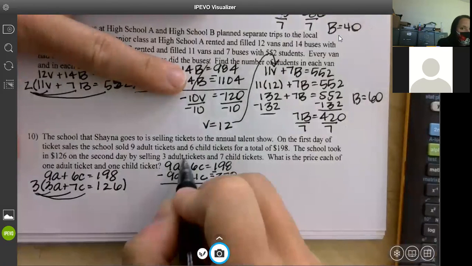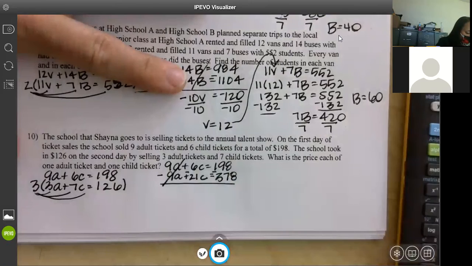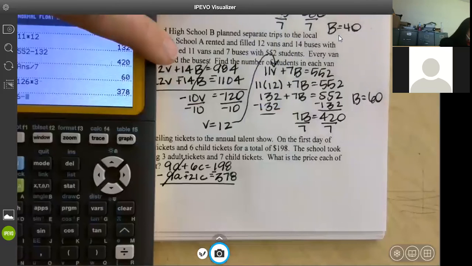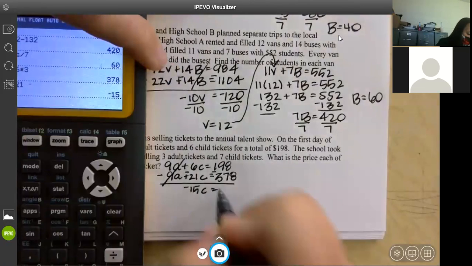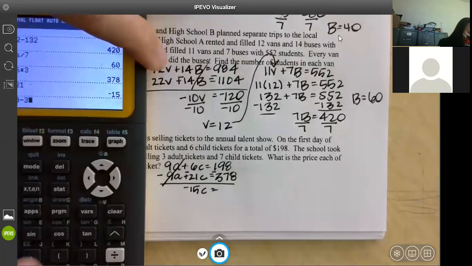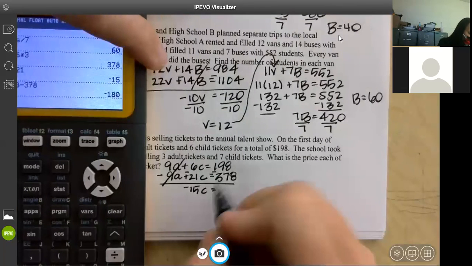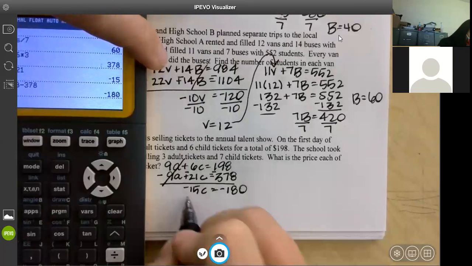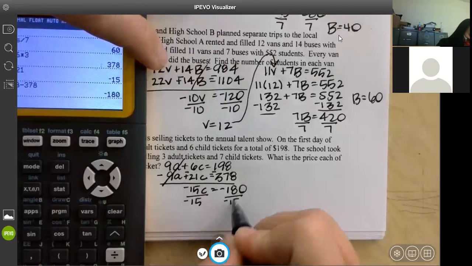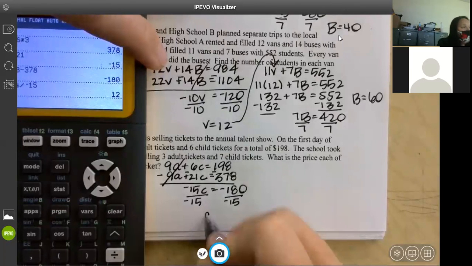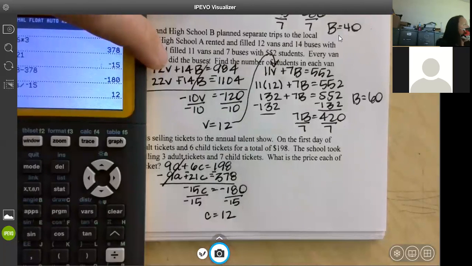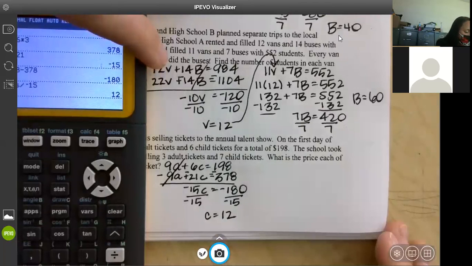What is 6 minus 21? Again, if you need to use your calculator, negative 15C. 198 minus 378 gives me negative 180. How do I solve? Divide by negative 15. And we get C equals 12. Realize if we're looking for money and you get a negative number there, you're not supposed to, okay? We don't have negative money.